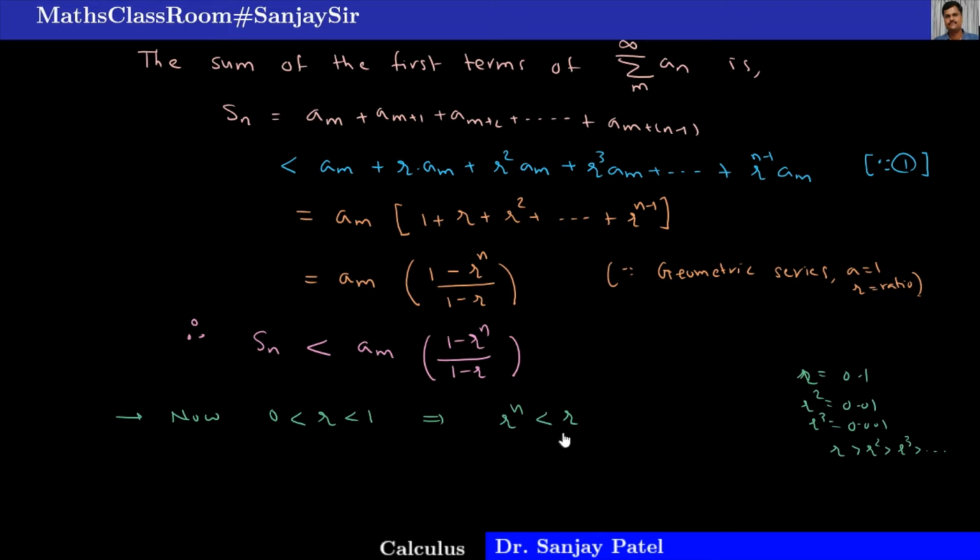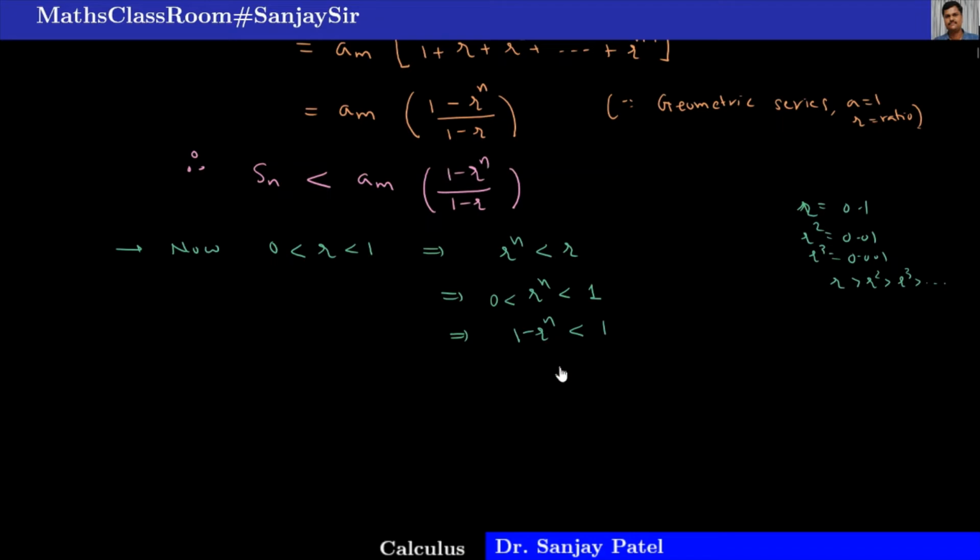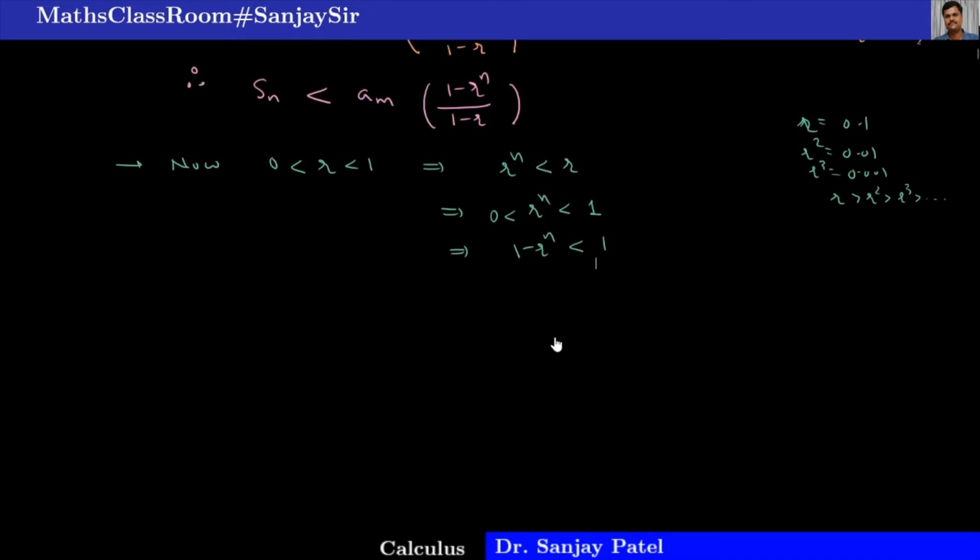So r raised to n is less than r, and so it is also less than 1. So r raised to n is less than 1 because r is less than 1, and r is positive, so this is also greater than 0. And for such a number, 1 minus r raised to n, where r raised to n is less than 1, we are removing some positive quantity from 1, and this value is less than 1. So what I can do now is replace the numerator by this inequality, that is less than 1. Let us call this result 2.